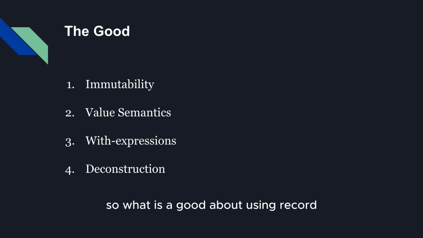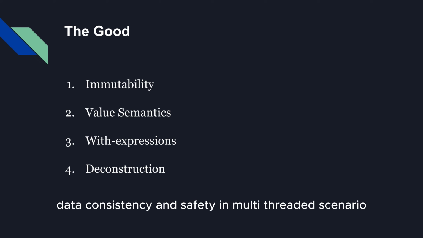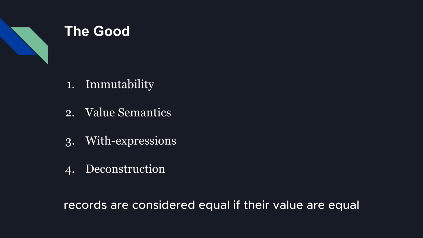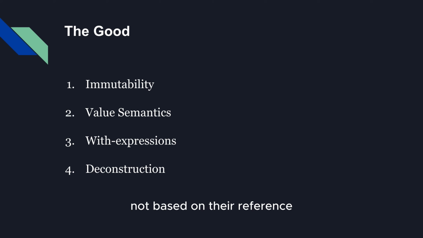So what is good about using records? Immutability. Records are immutable by default. This means that once a record is created, it cannot be changed. This property is great for ensuring data consistency and safety in multi-threaded scenarios. The second one is value semantics. Unlike classes, records use value-based equality. Two records are considered equal if their values are equal, not based on their reference.